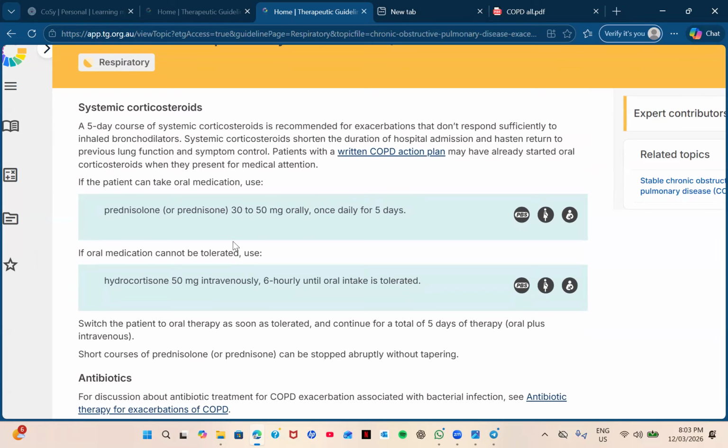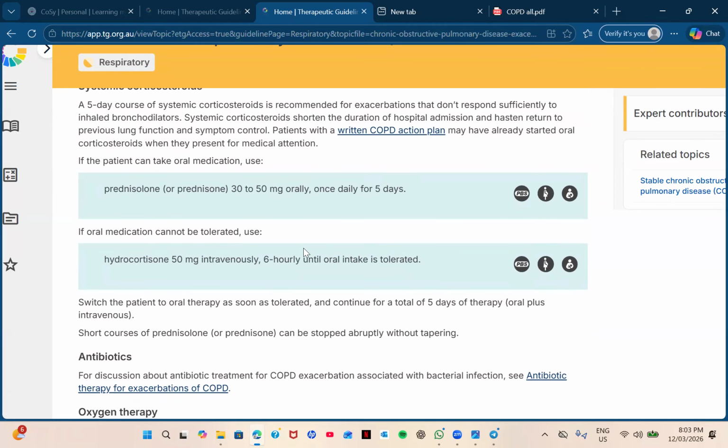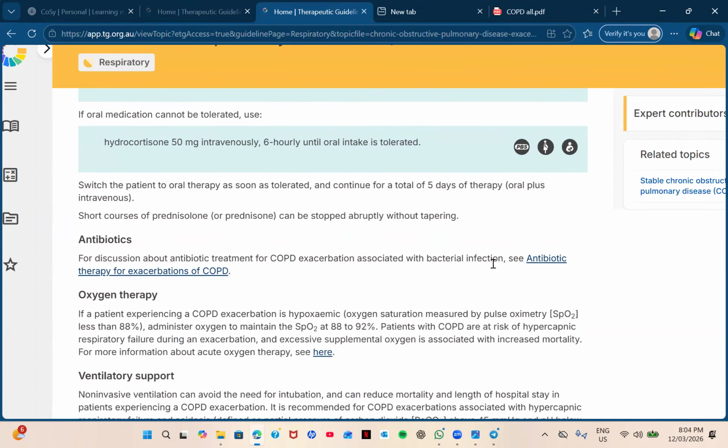If the patient can take oral medications, you can give prednisolone 30 to 50 milligrams once daily for 5 days. Remember the 5-day course, okay? If the patient can't tolerate oral medications, then you can give hydrocortisone IV 50 milligrams 6 hourly until oral intake is tolerated. Switch the patient to oral therapy as soon as tolerated and continue for a total of 5 days of therapy. Total 5 days, okay? Whether it is IV or oral, the total should be 5 days, right? So remember. Then what do you know about antibiotics?